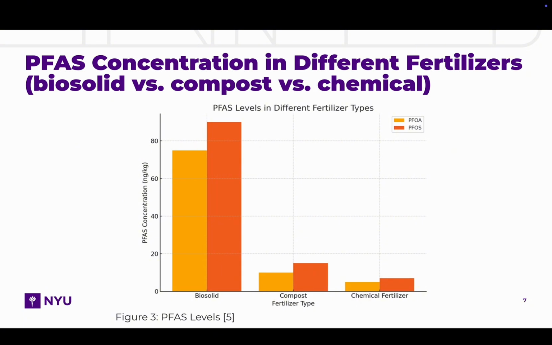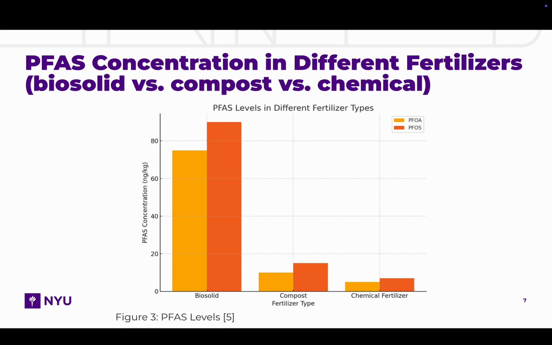These elevated levels are due to the fact that biosolids are made from treated municipal sewage, which can accumulate PFAS from industrial waste, household products, and even personal care items. Compost shows significantly lower levels, with PFOA at 35 nanograms per kilogram and PFOS at 45 nanograms per kilogram.